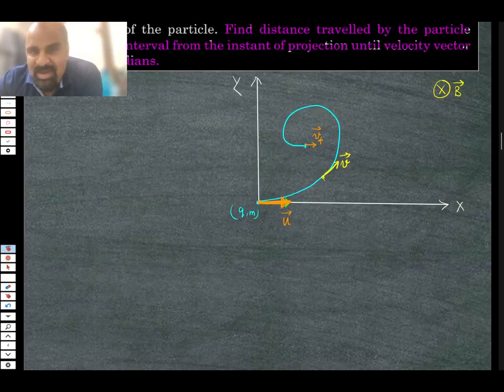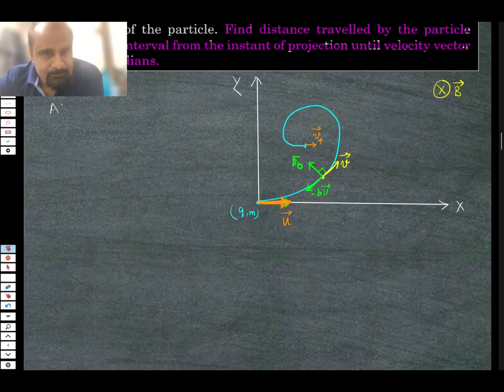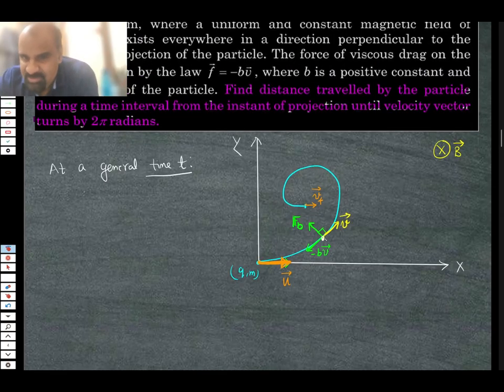Now over here, the forces will act, and one force will act in this direction, which will be the viscous force, which will be minus bv vector, and one force will act in this direction, which is the magnetic force. This time, because you have to find angle rotated, we have to think in terms of angular velocity. Now, at a general time t.